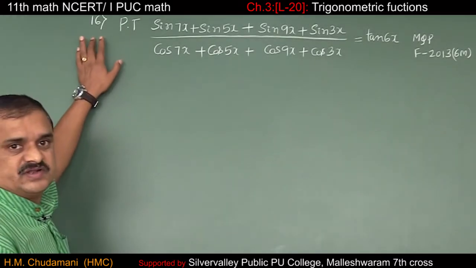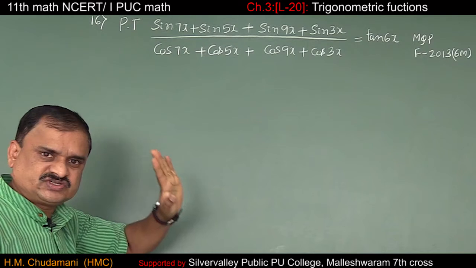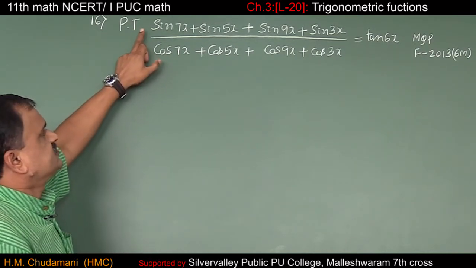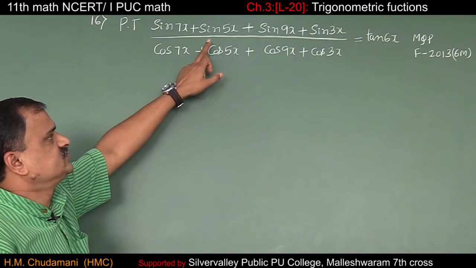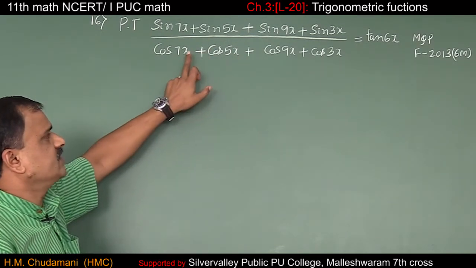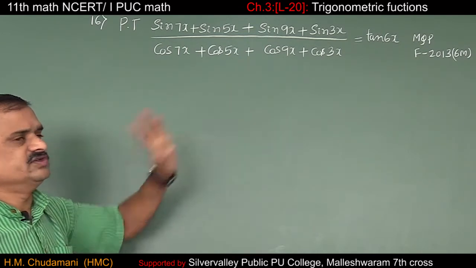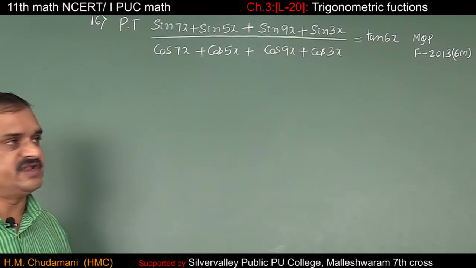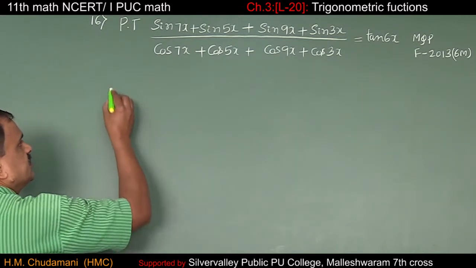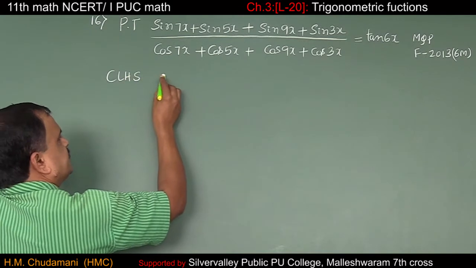Next, 16th one, miscellaneous exercise. See, miscellaneous exercise questions also appeared in the examination. Prove that (sin 7x plus sin 5x plus sin 9x plus sin 3x) divided by (cos 7x plus cos 5x plus cos 9x plus cos 3x) is equal to tan 6x. We need to prove. So in 2013 it appeared under the 6 mark section. So 2013 the pattern is a bit different.